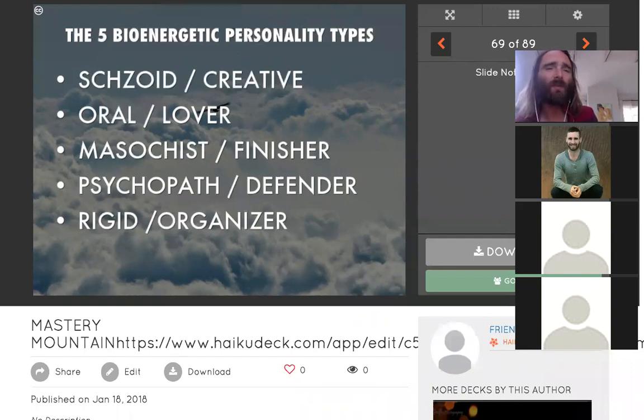I knew there were orals on this call because of addiction stuff, codependency stuff. I knew the schizoids because of depression issues, fear, anxiety. Rigids because of blocked hearts. Psychopaths because of even more blocked armor, puffed up. And you start learning these, and I want you to learn more the metaphor than all the details.